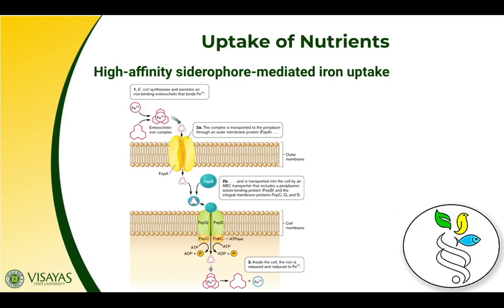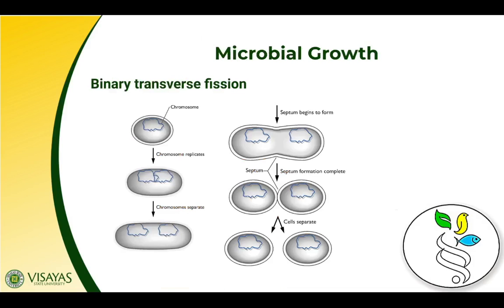Now let us talk about microbial growth. So we know that these nutrients taken in from the environment are used by microorganisms for their growth. We've already talked last time that growth in microorganisms is actually through the increase in the number of cells, rather than an increase in the size of the cell. So how do they multiply? So they do this by binary transverse fission.